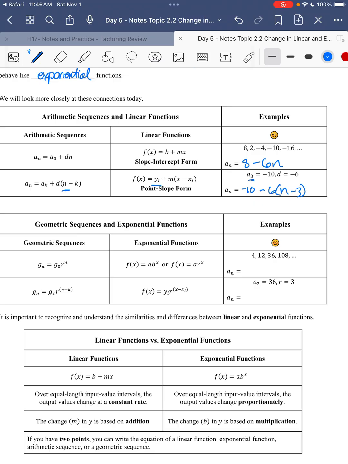Now, of course, we'd want to clean that up. We'd get negative 6n, we'd get negative 10, and then positive 18 up there. So negative 10 and positive 18 makes 8 minus 6n, right? So that's what we would clean it up to, but that's basically it.